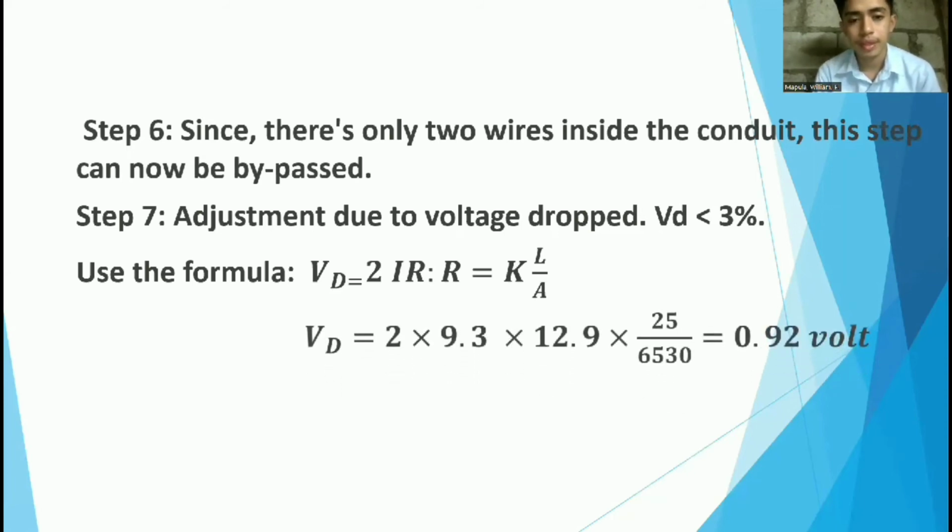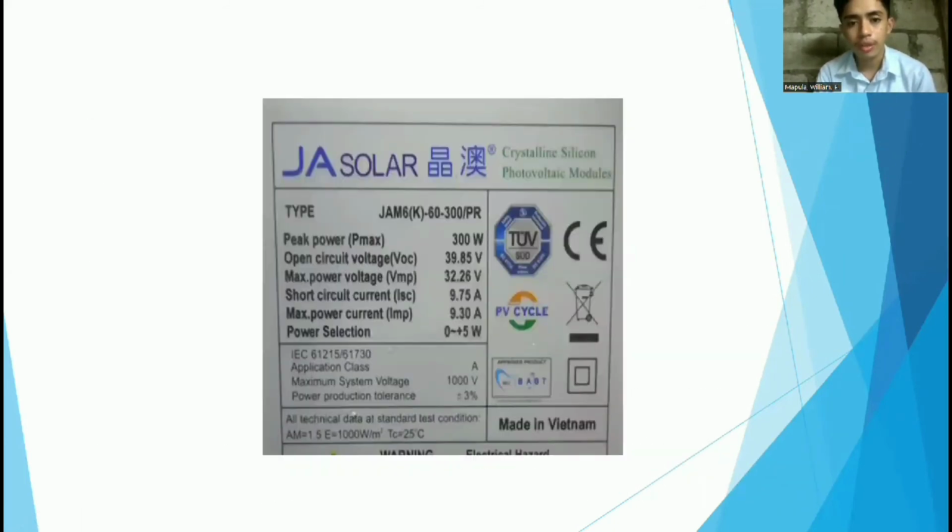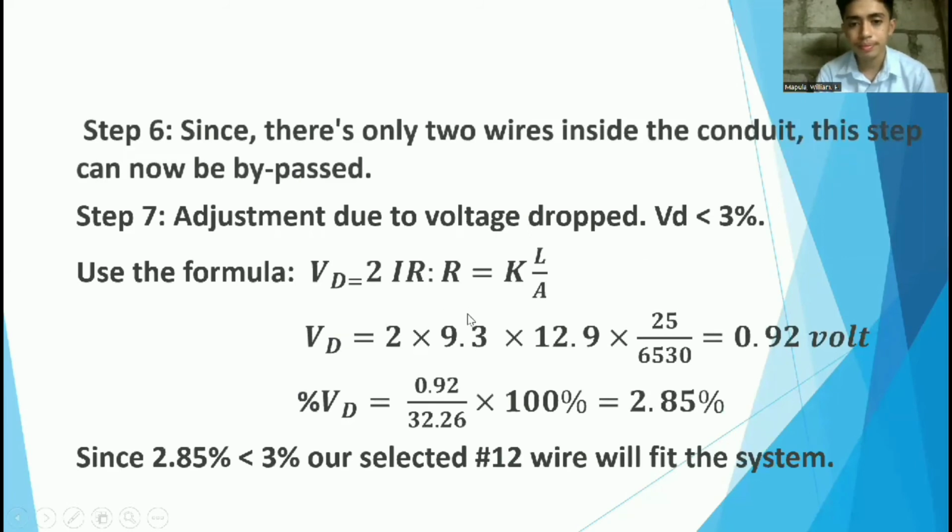Then equals to 2, we have to sign 2 times natin sa 9.3. Yung 9.3 na ito yung ating maximum power current. Then yung K, yung 12.9, ito yung constant na K. Times natin sa length ng ating wire. Sample natin yung 25.